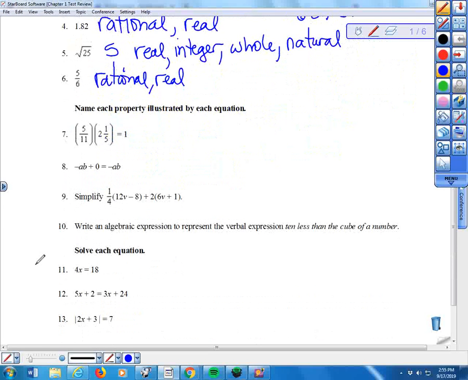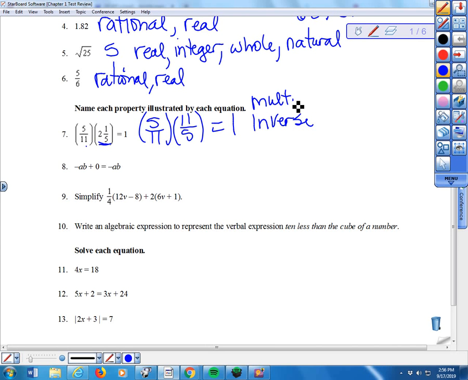Okay, name each property. This one's the inverse property because this is 5 over 11 times 11 over 5. Anything times its reciprocal equals 1, which is the inverse property. Technically, it's the multiplicative inverse, but if you put inverse, it's okay. Negative AB plus 0 is negative AB. That's the identity.